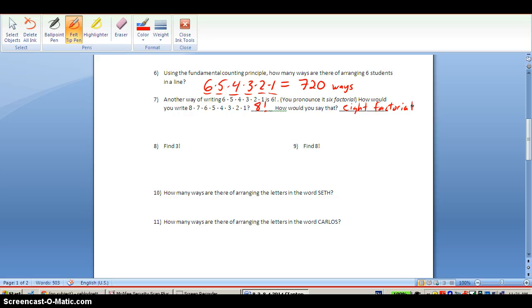All right. Can you guys go ahead and find 3 factorial using your calculator? I'm not going to tell you what that is. We'll check in a minute. And do number 9 as well, 8 factorial.